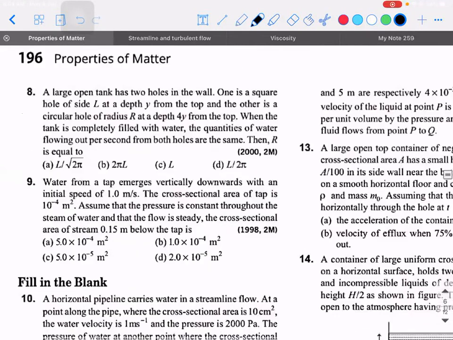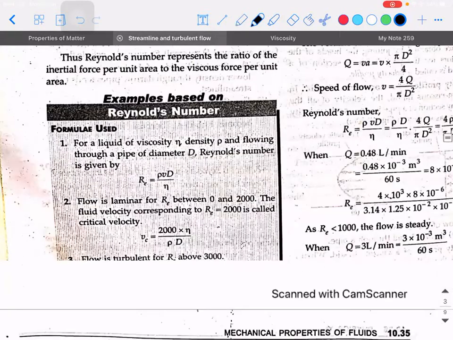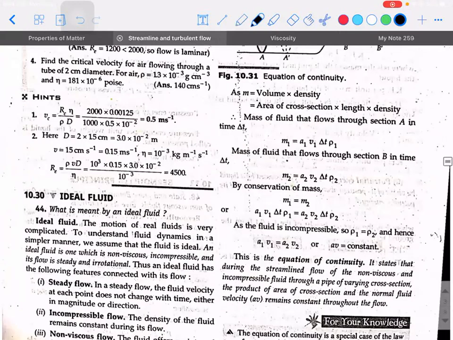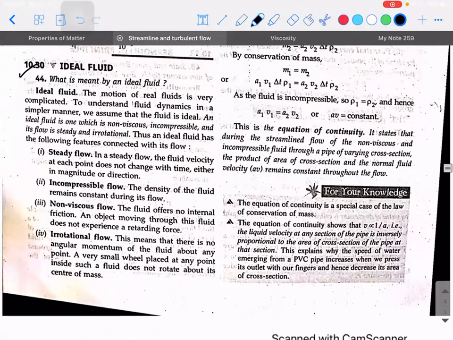Anyways, so after this, we will discuss the flow of an ideal fluid. Based on this, you will have many problems. You are going to mainly see two equations. One is called the equation of continuity, and the second is Bernoulli's theorem, and we'll do problems based on this. Okay. So what is an ideal fluid?